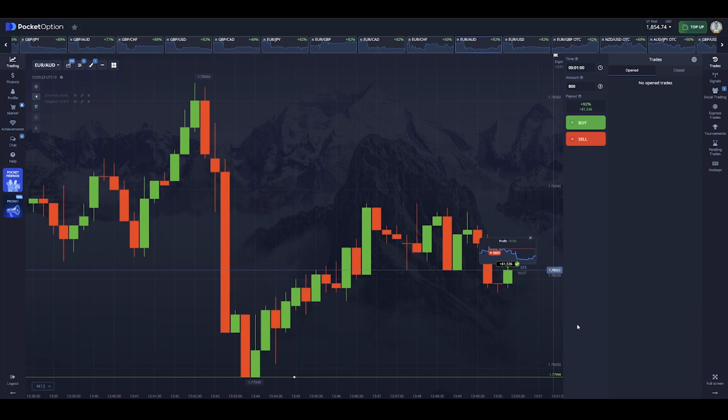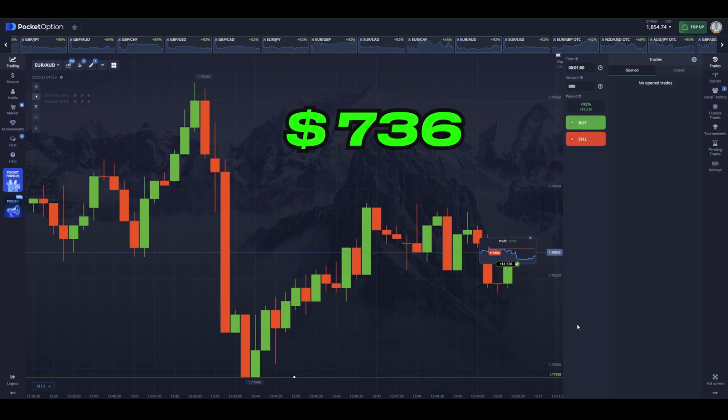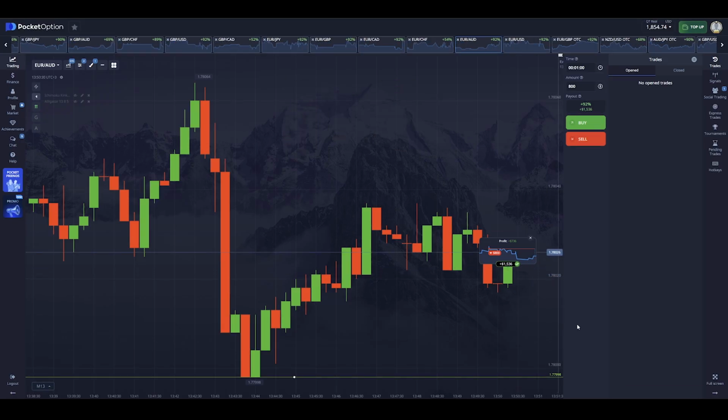An excellent second consecutive trade on the same currency pair has already brought me $730. As you can see, $1,800 in my balance, which means I've almost increased my deposit tenfold.